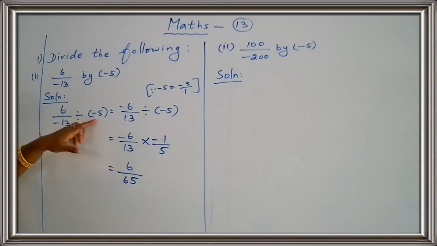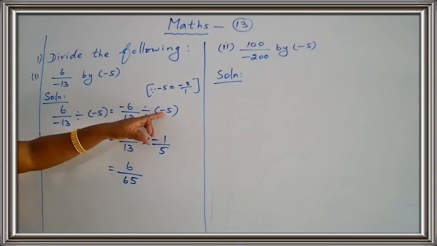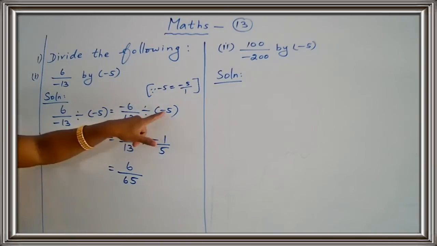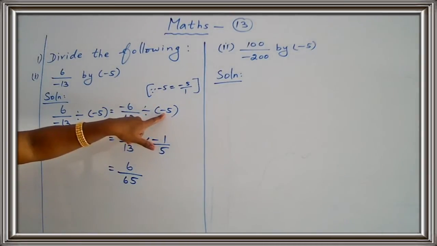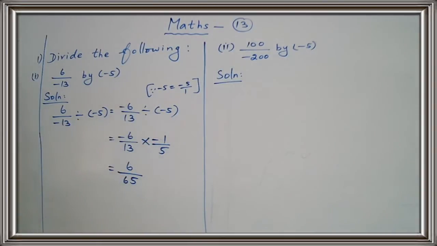One more time, look at the question: 6 upon minus 13 divided by minus 5. So minus 6 upon 13. Now this division sign changes into multiplication. When division changes to multiplication, what should we do? We take the reciprocal of the divisor. Here, which is the divisor? Minus 5. So what is the reciprocal of minus 5? Minus 1 upon 5. Why? Here minus 5 means minus 5 upon 1, so the reciprocal of minus 5 is minus 1 upon 5.